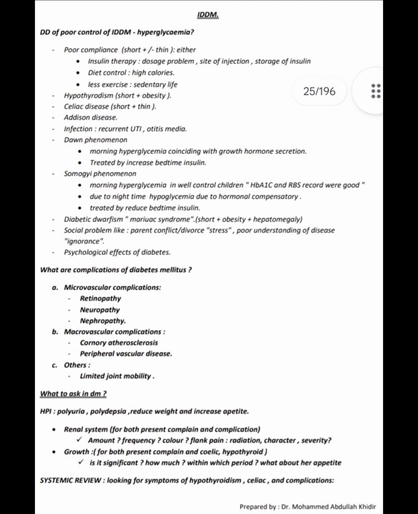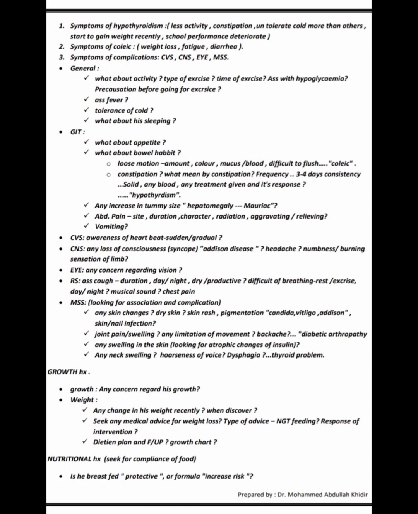Next is systemic review. So in systemic review, we will look for symptoms of hypothyroidism, celiac and complications. Number 1 is symptoms of hypothyroidism, that includes less activity, constipation, intolerance to cold more than others, starting to gain weight recently and school performance deteriorating. These are the features of hypothyroidism we exclude. Next, symptoms of celiac disease, that is presentation of weight loss, fatigue and diarrhea. We know that in celiac disease there is diarrhea, difficult to flush the stool.